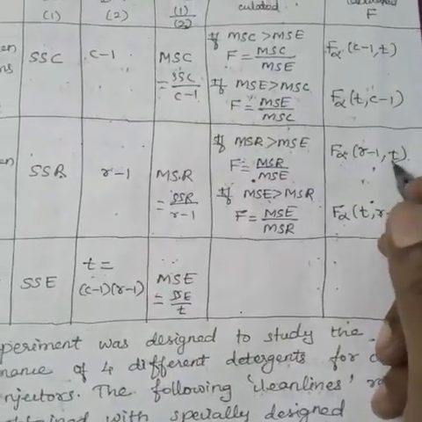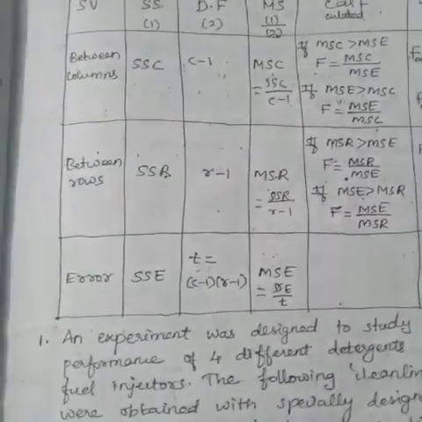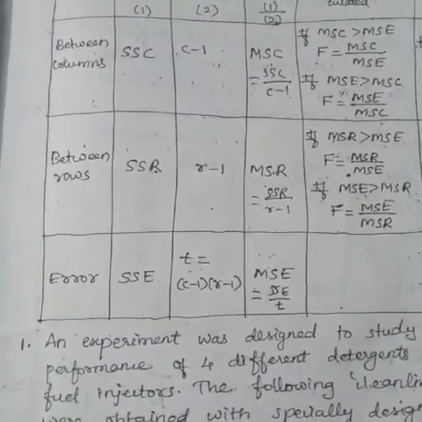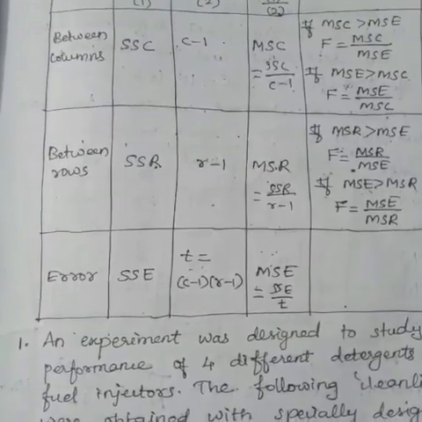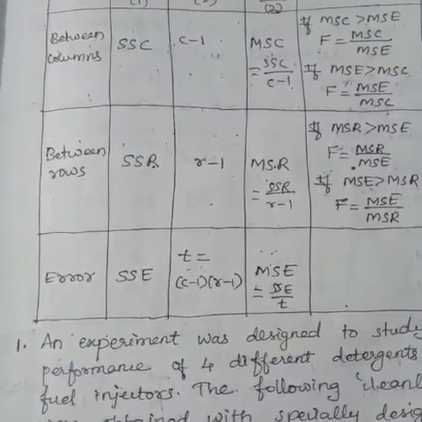This is the ANOVA table. Throughout this unit we use this ANOVA table, for one-way classification, two-way classification and three-way classification, and this is the important unit. Questions: all the questions are 16 marks. Each question carries 16 marks.